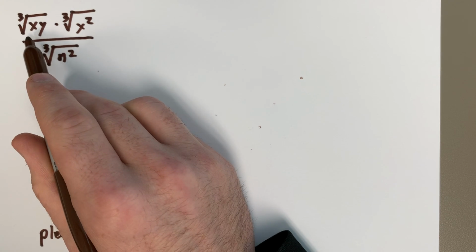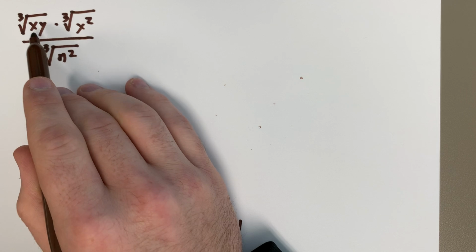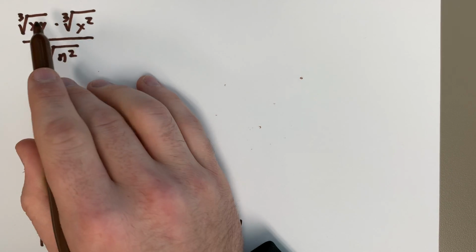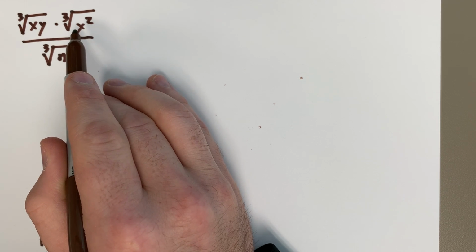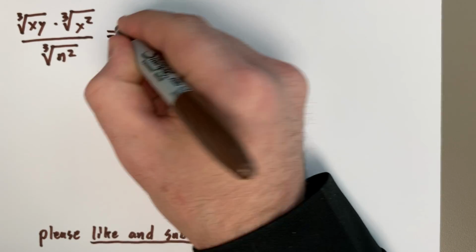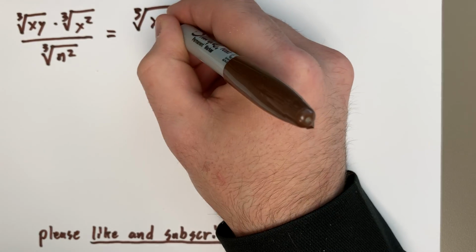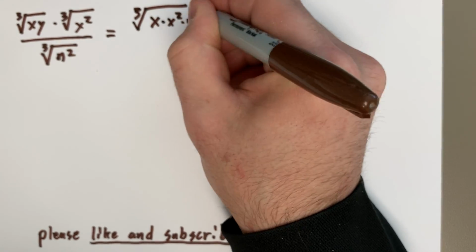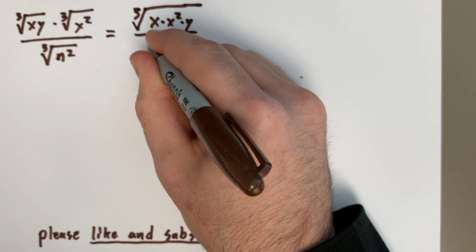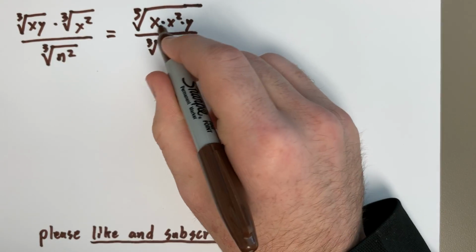But the first thing I notice, aside from the radical of 3, is that I have the same power on both these radicals. Therefore, I can combine these two under the same roof, because the goal was to get this x and x squared together. So let's do that. This gives us the cube root of x times x squared, because I'm just rearranging the stuff being multiplied, all over the cube root of n squared. Okay, so now I have my three x's.